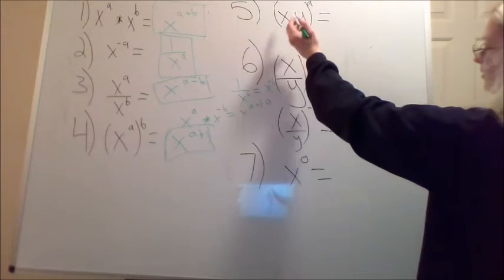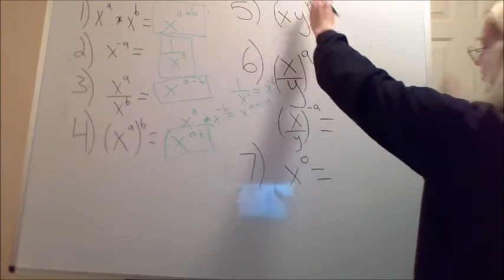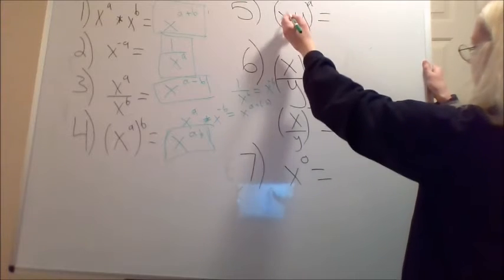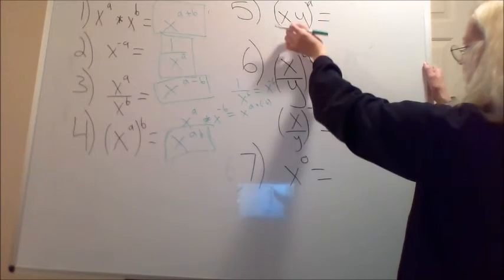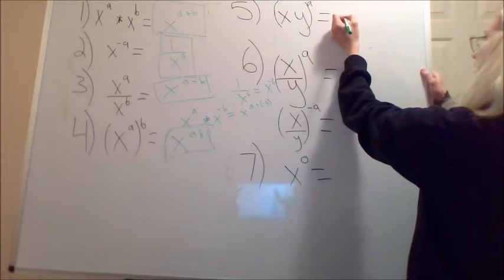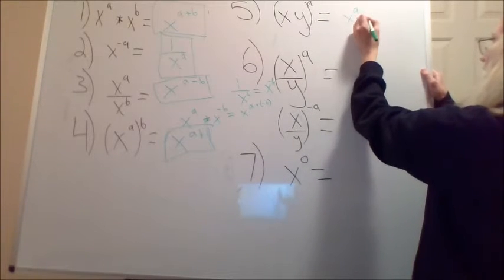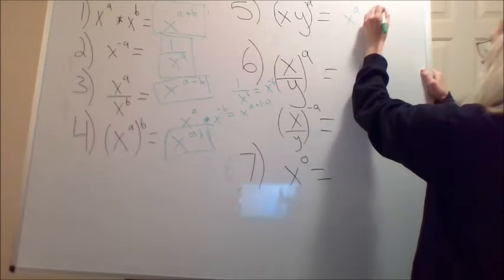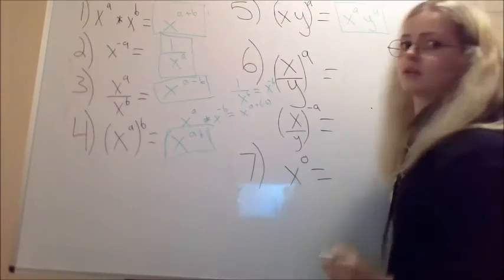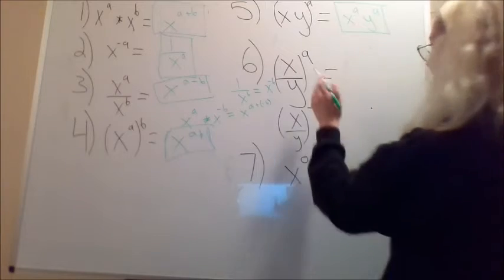Going on, if we have x times y all to the power of a, we can distribute this exponent as long as everything within the parentheses is being multiplied together and not added together. And we can have x to the power of a times y to the power of a. So again, there has to be one term within the parentheses, not more than one, then it won't work.